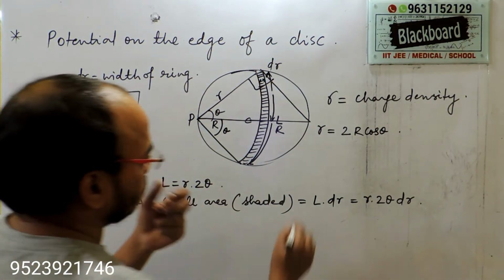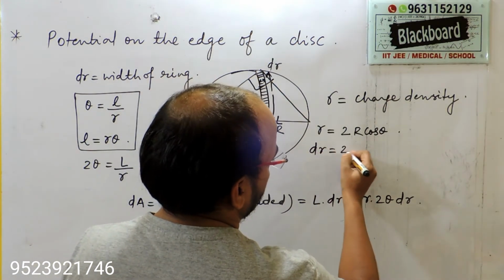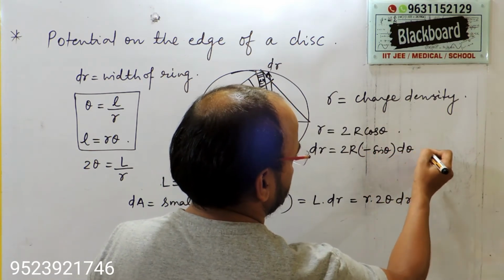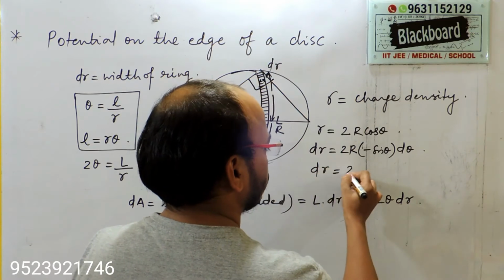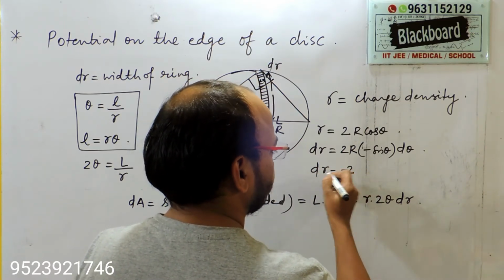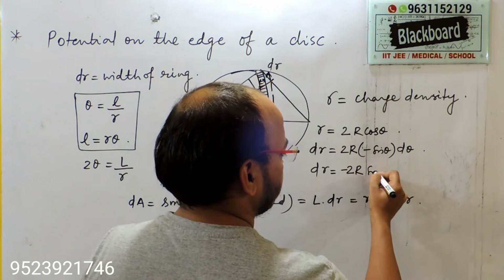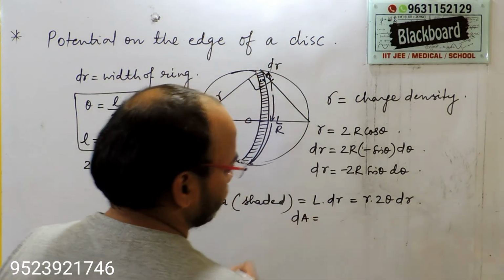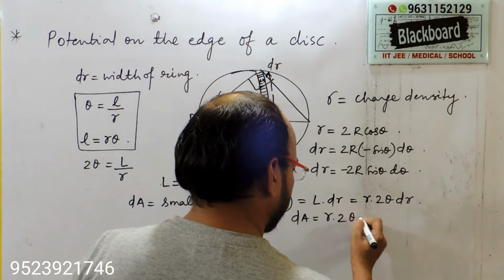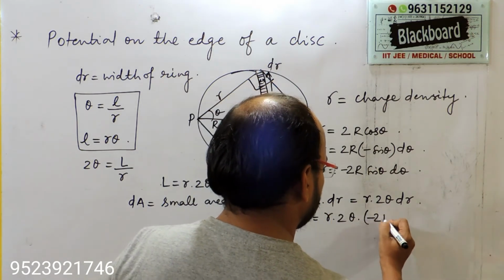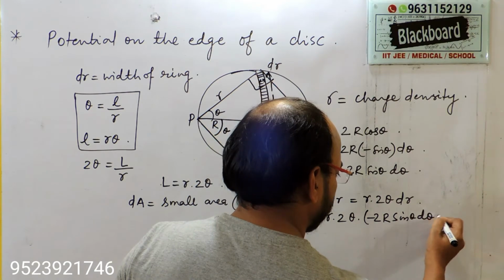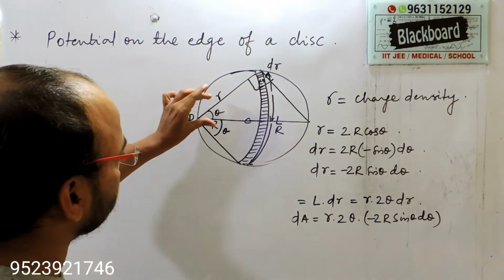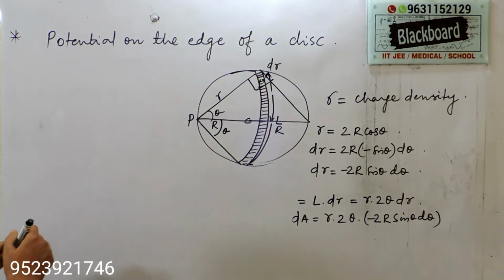That means after differentiation you will get dr is equals to 2R, the derivative of cos theta is minus sin theta and this is d theta. That means you can write dr is equals to minus 2R sin theta d theta. That means you can write here dA is equal to r into 2 theta and dr is equals to minus 2R sin theta d theta. You can simplify. What is the limit of theta and what is the limit in terms of r? Here there are two variables, theta and r.